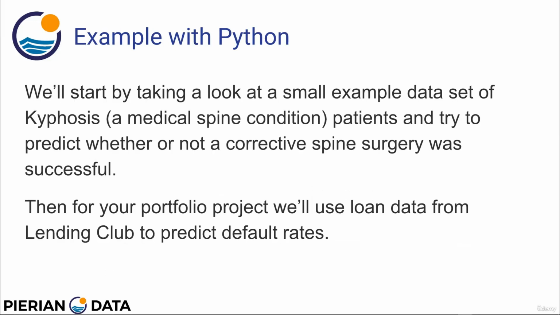Now that we've taken a look at the theoretical background behind decision trees and random forests, let's go ahead and move on to seeing some examples with Python. We'll start off by taking a look at a small example dataset of kyphosis, which is a medical spine condition, and we'll look at patients and try to predict whether or not a corrective spine surgery was successful. Then, for your portfolio exercise project, we'll go ahead and use loan data from Lending Club to predict default rates on some real-world data.